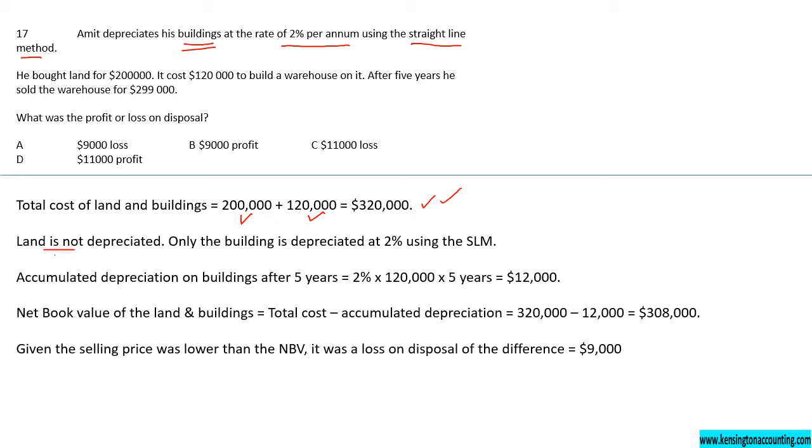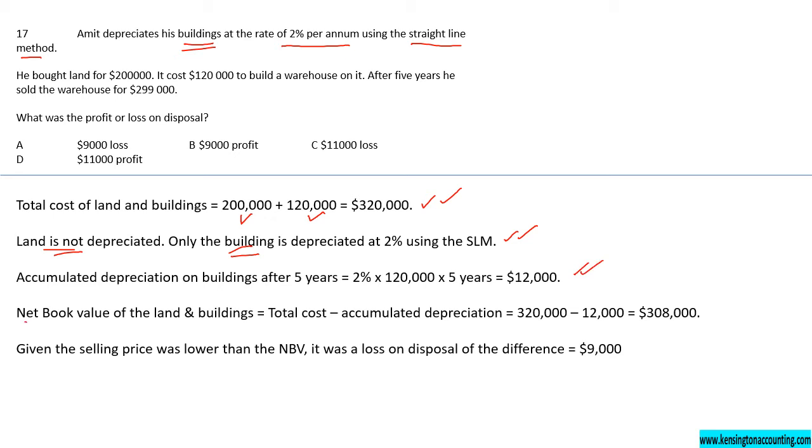Obviously, land is never depreciated. It is only the building, because the land doesn't really lose value. It's only the building which loses value due to decay, and it is depreciated using the straight line method. Now the depreciation per year will be 2% times 120,000. For 5 years, it will be times 5 because it is using the straight line method. Therefore, the accumulated depreciation for 5 years is 12,000.